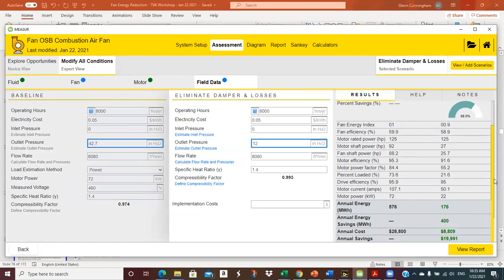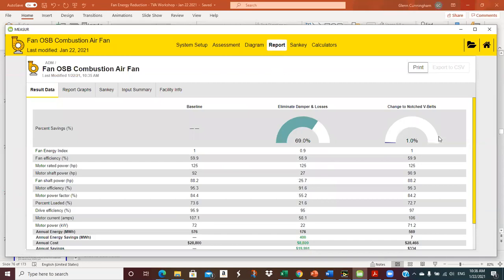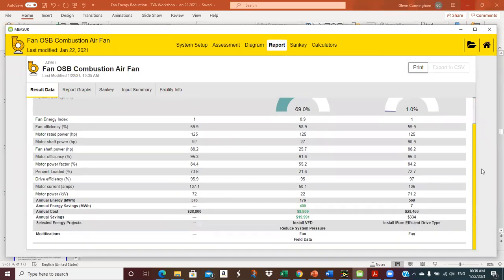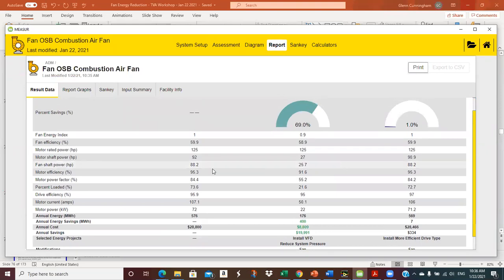Let's see, do I need to run? No, okay. So it shows me right over here, and I can get a report on this. It's showing me my initial cost was 28.8 and my modified cost was 8,809. So I picked up $9 different from the previous analysis, but that's pretty close. Then I can look at a report and it shows me all that information. I get a percent power savings of 69% for changing that fan out, which is pretty good.